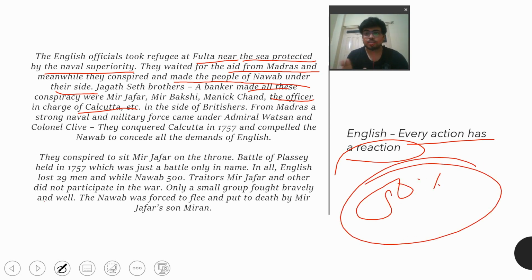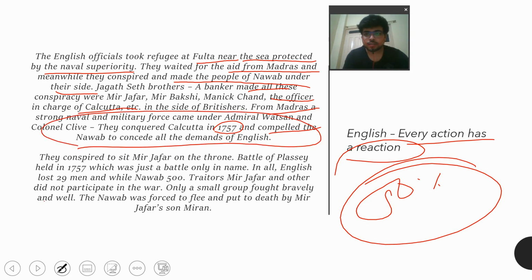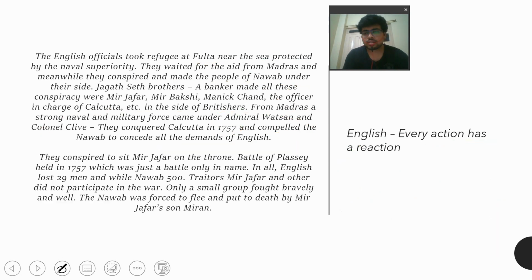They were actually not following the orders of the military commander. And why was that? Because they were already told to do so. From Madras, a strong naval and military force came under Admiral Watson and Colonel Clive. They conquered Calcutta in 1756-57 and compelled the Nawab to concede all the demands of the English. Sirajuddaulah fled away, and after that Mir Jafar was made the Nawab of Bengal.